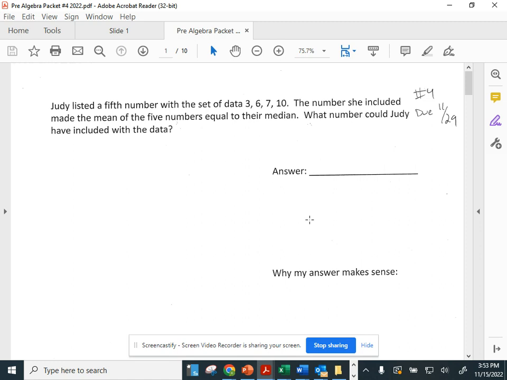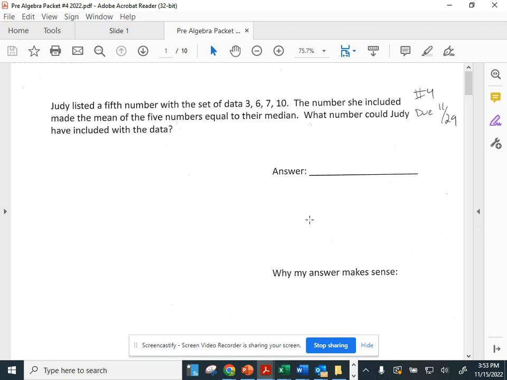So for packet number 4, our first page says Judy listed a fifth number with the set of data 3, 6, 7, and 10. The number she included made the mean of the 5 numbers equal to their median. What number could Judy have included with the data?